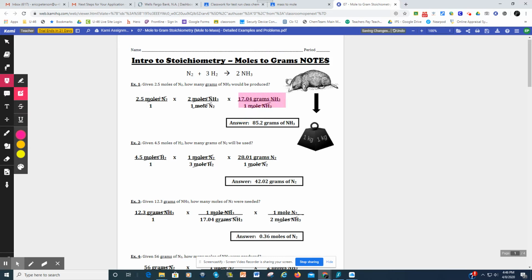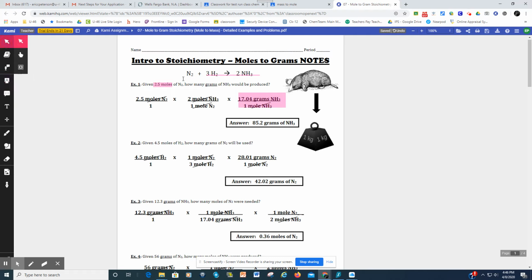Before, we took the moles and we put it here, and these big numbers are the coefficients. We're still using the same formula. This formula is going to apply for all of these questions. Given 2.5 moles of nitrogen, how many grams of NH3 will be produced?